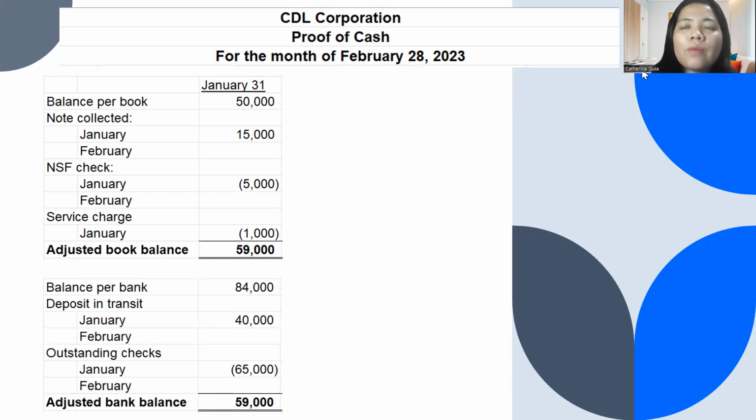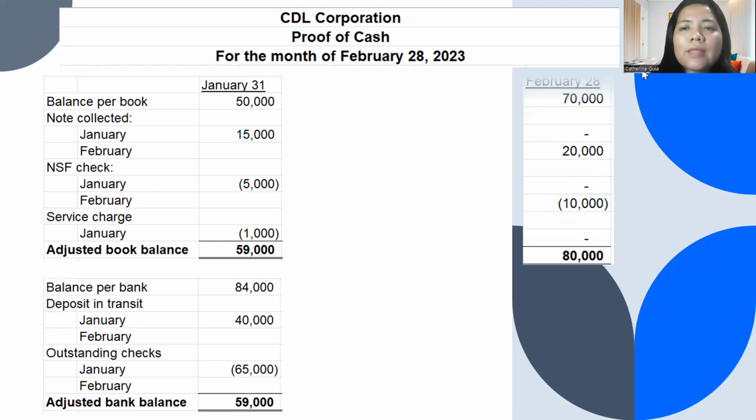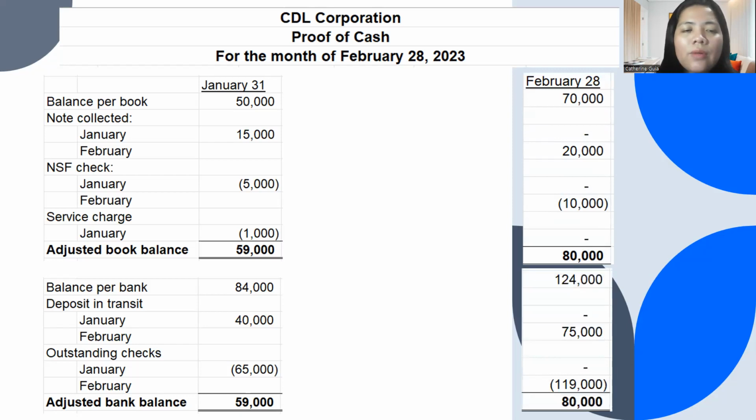So very similar to our reconciliation last time. You have the balance per book. You consider the book reconciling items to come up with the adjusted book balance. And you also have here the balance per bank and the reconciling items to come up with the adjusted bank balance. They should equal. So in this case, we have an adjusted book balance of 59,000, the same adjusted bank balance. How about the current month? The same. You also consider the book reconciling items to come up with an adjusted book balance of 80,000. In your bank balance, you also arrive at the same amount, 80,000.